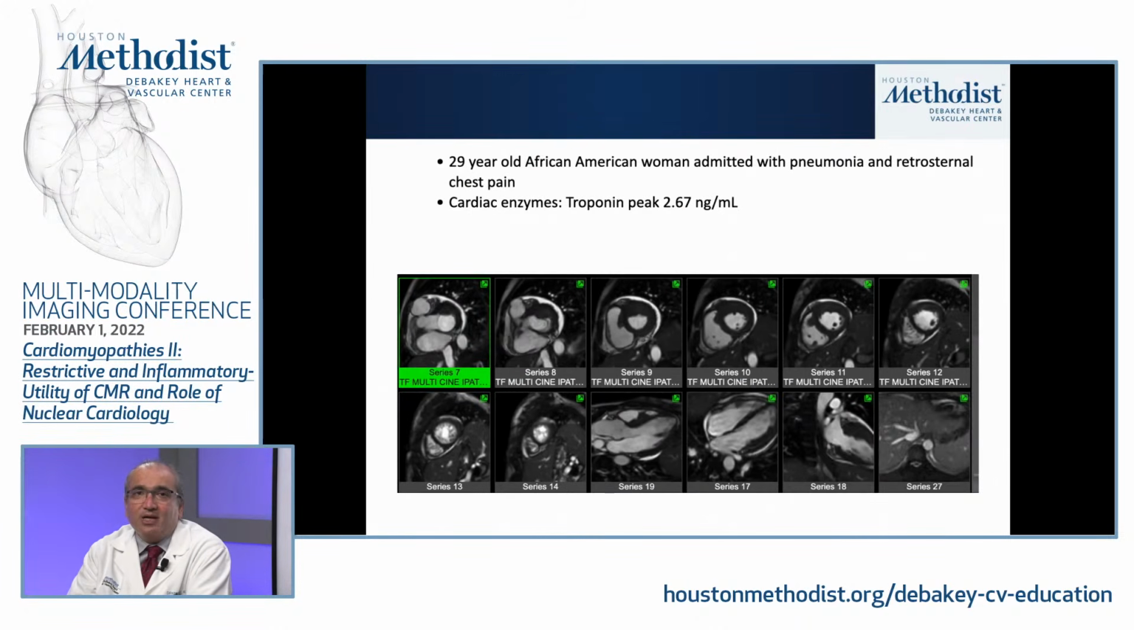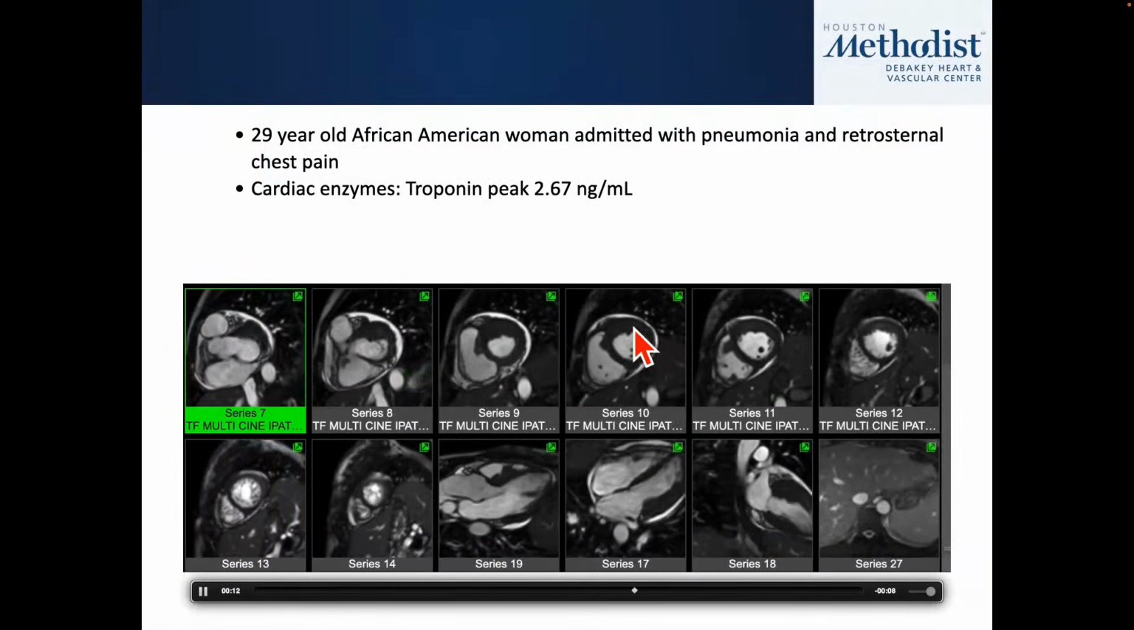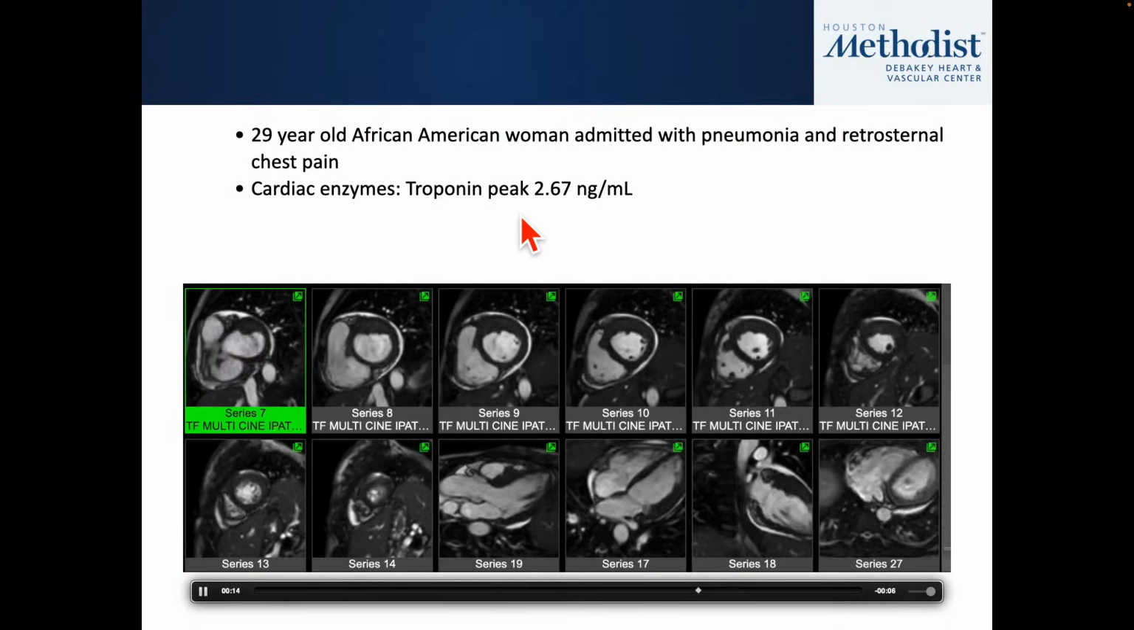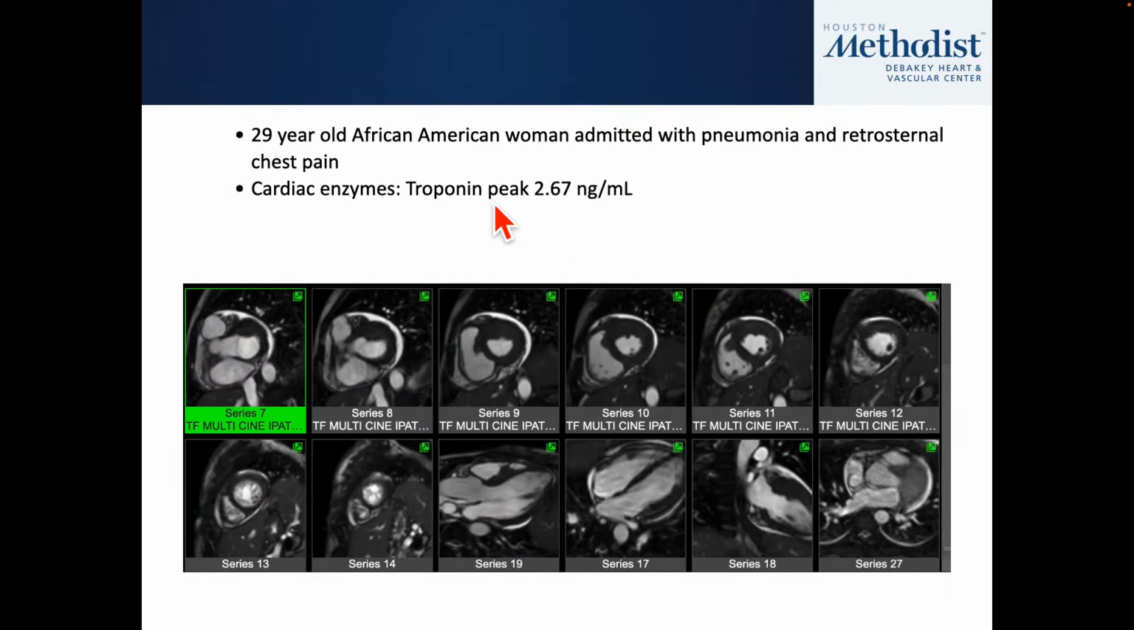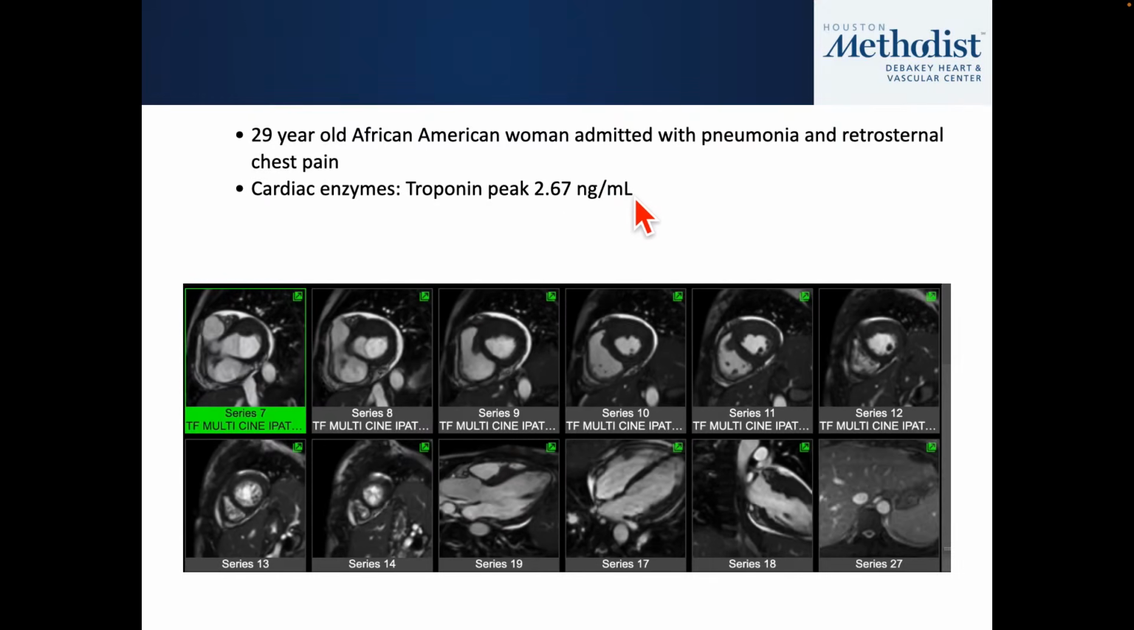Now let's look at another case. This is a 29-year-old African-American woman who's admitted to the hospital with pneumonia and does complain of some retrosternal chest pain. She has a small enzyme release. Her troponin I peaked at around 2.67 nanograms per milliliter.